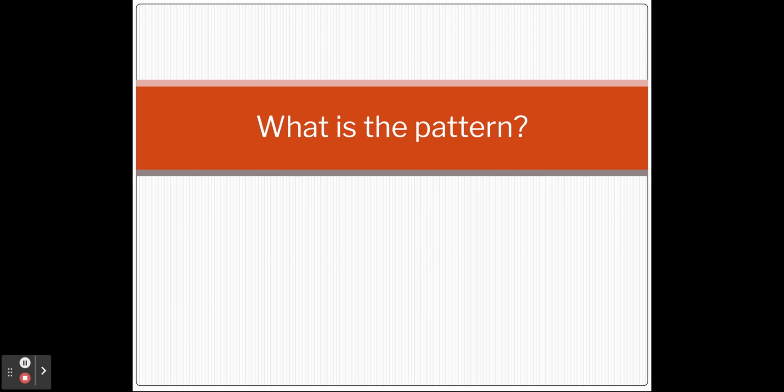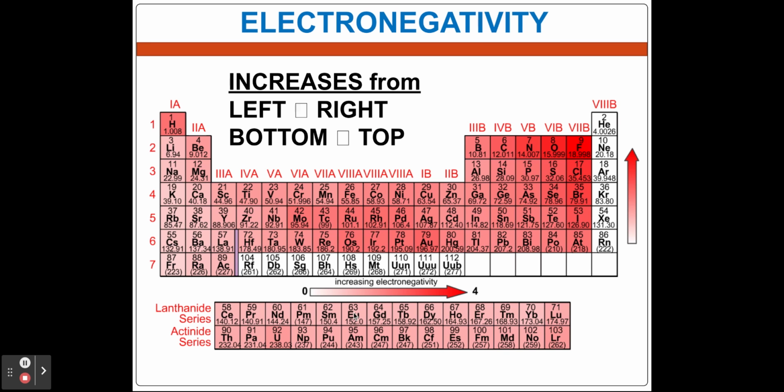So what's the pattern in electronegativity? The pattern here is it's going to increase from left to right. So you can see here it's increasing from left to right, and it's going to increase from bottom to top. So the general trend is going to be increasing from the bottom left corner of the table to the top right of the table. So that's the trend of electronegativity. The most electronegative atom is fluorine, the least is francium.